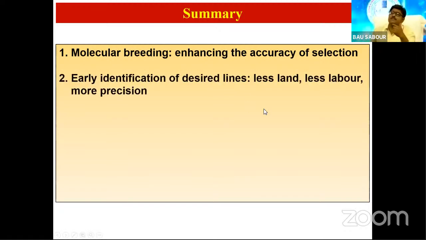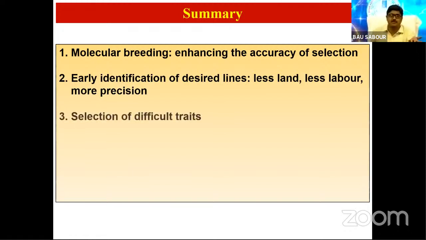It is early identification of desired lines. I don't want to wait for F6 or F7 or F8 to find out the fixed lines. I can genotype them and find out which is the fixed line at a very early generation. There is early generation fixation.